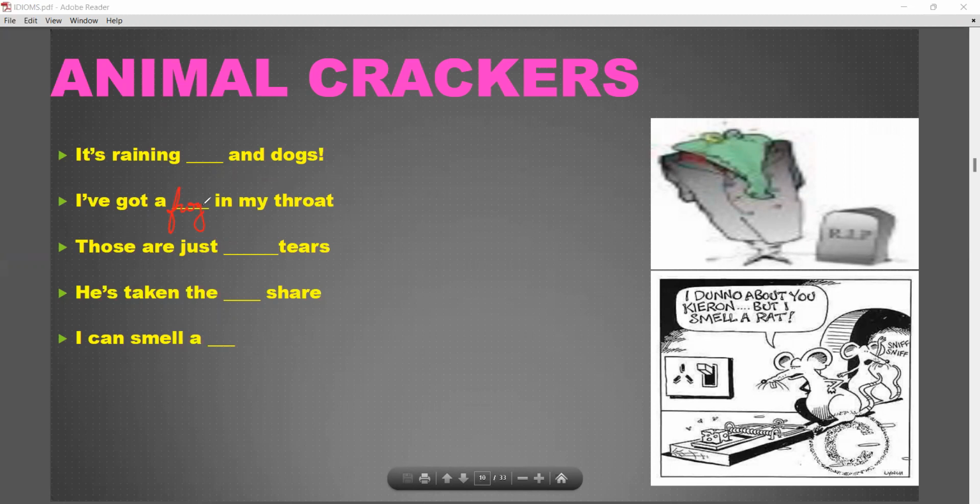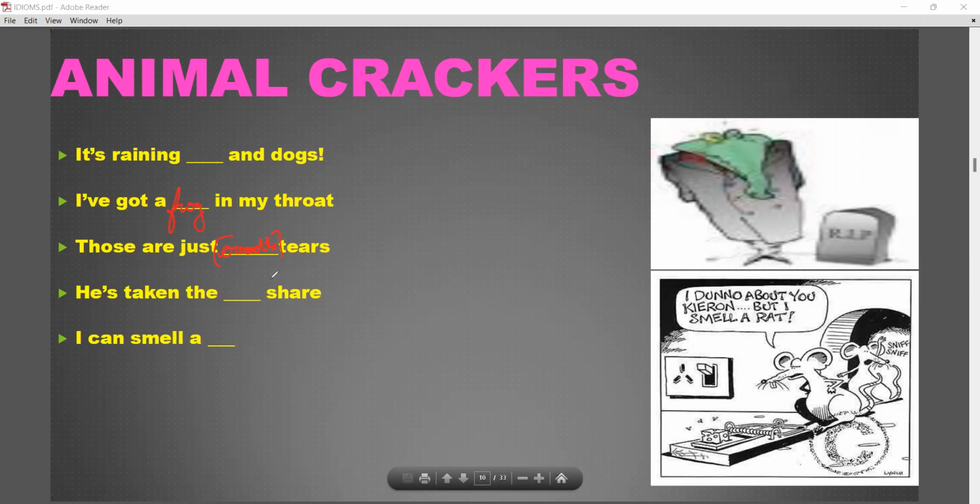Those are just crocodile tears. What are crocodile tears? The fake. So he's shedding crocodile tears. There's a story behind the crocodile tears. It is said that crocodiles, once they kill their victim, weep after killing their victims. So it is a false, insincere display of emotions, because you don't mean it, but you're just doing it to show off.